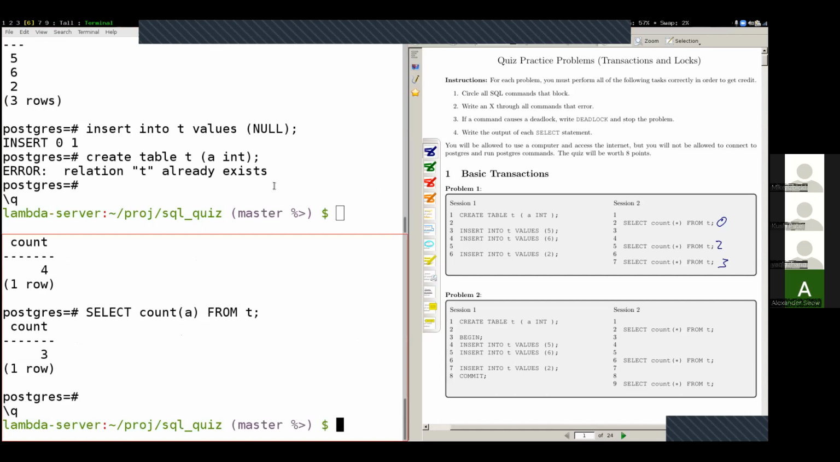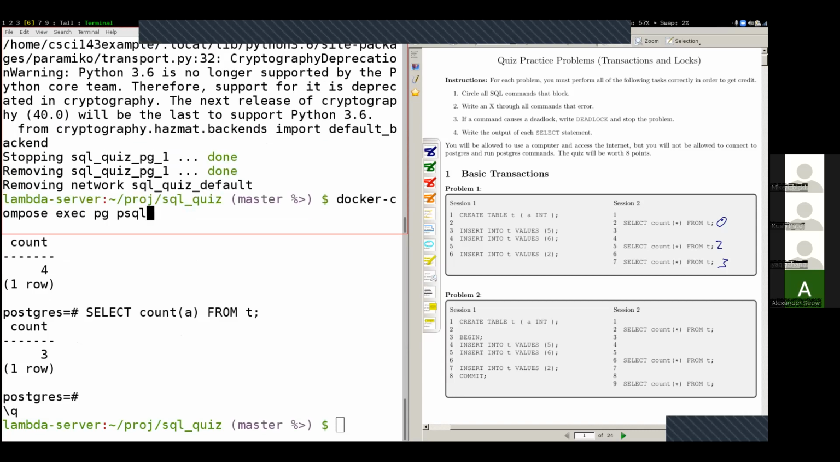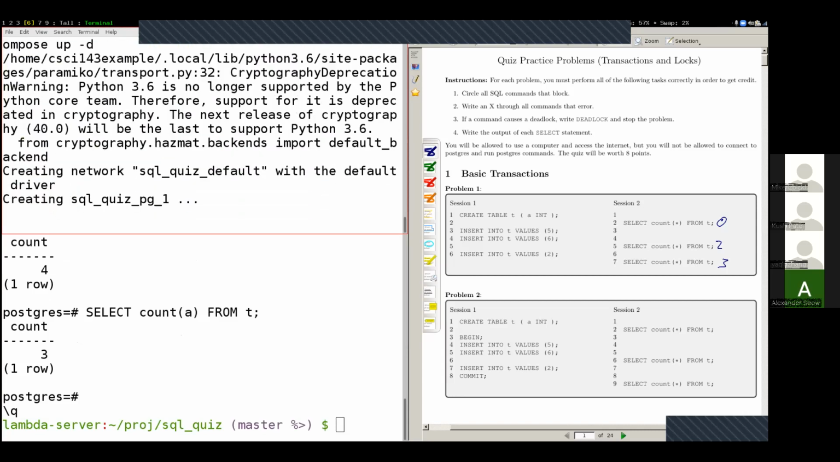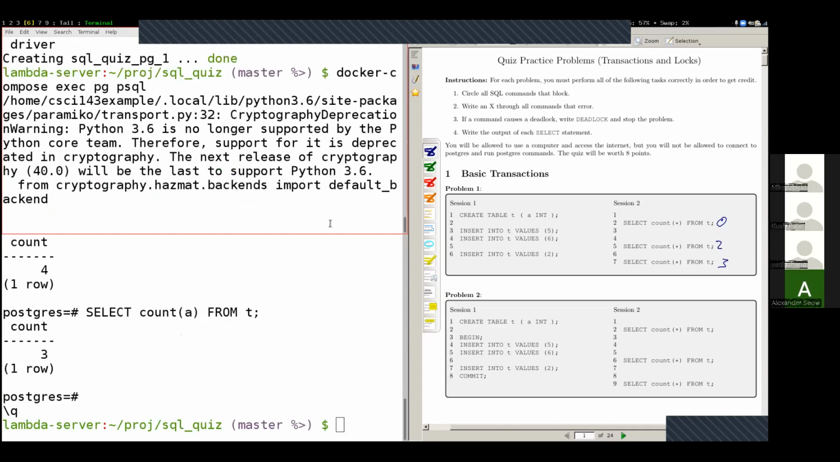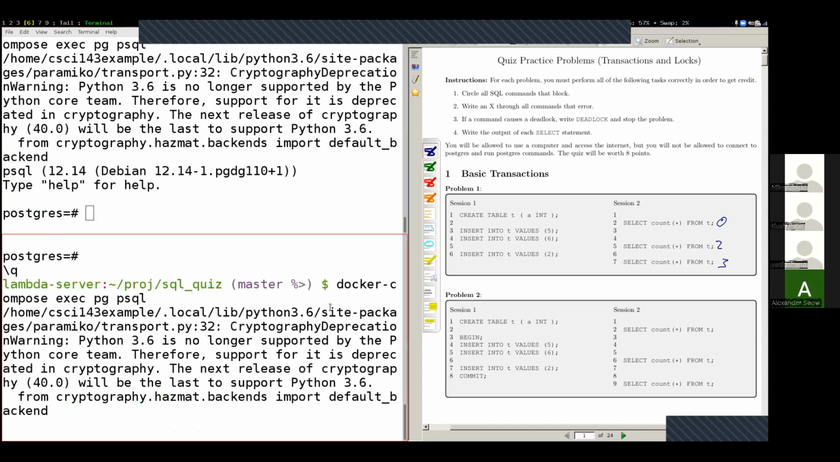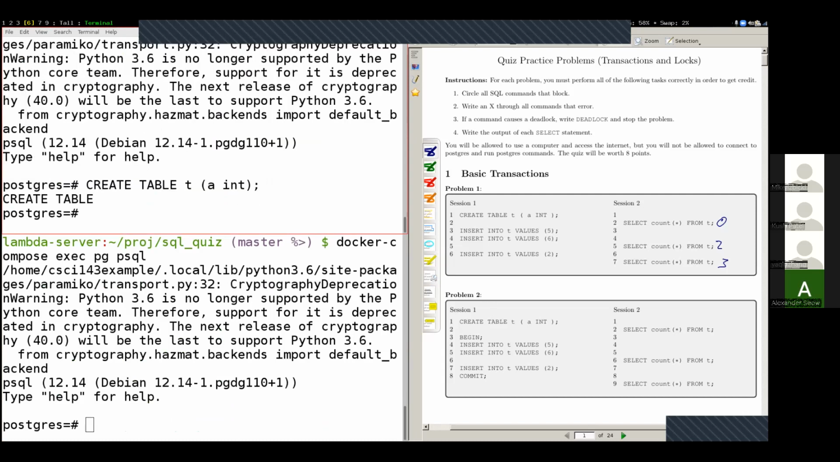Each of these problems, you should think about as being in its own separate SQL session, where between each problem, I've done Docker compose down, and then Docker compose up dash D again, creating a brand new from scratch database so nothing can affect anything else. And now I can rerun that create table T command, create table T a int, and it works. That's how you should think of each of these problems.